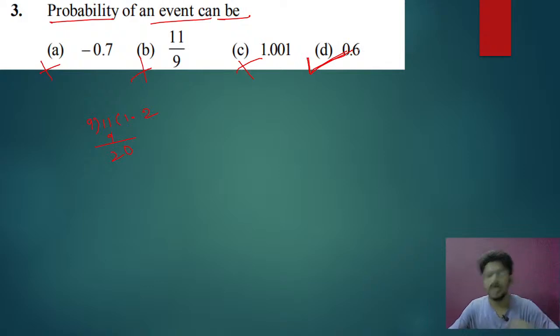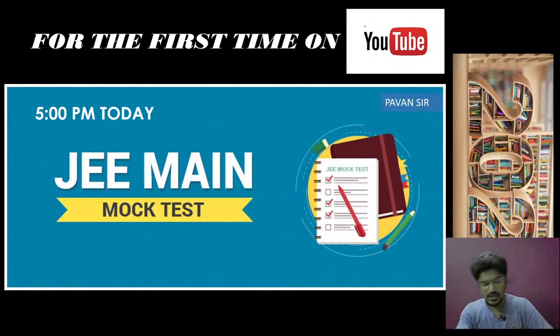So D is your answer. Because this is minus, it is not your answer. It is more than 1, so that is why it is not your answer. You simplify 11 by 9, it will be more than 1. So that's why it is not your answer. Therefore, option D will be the correct answer. That is 0.6. Clear?